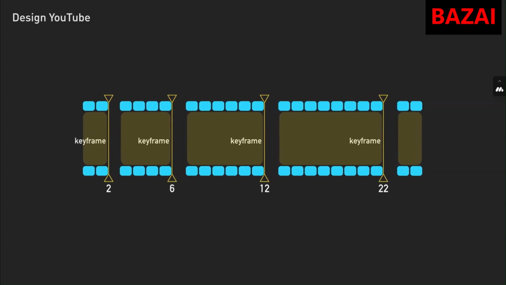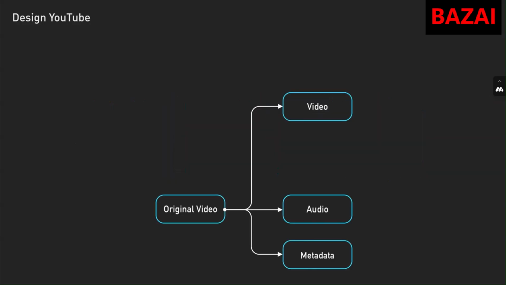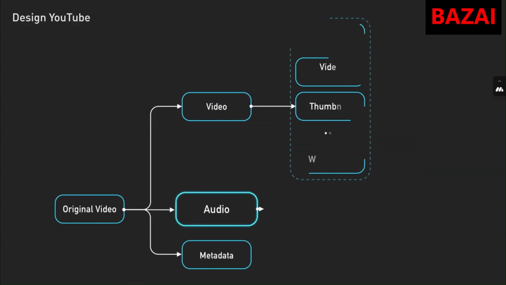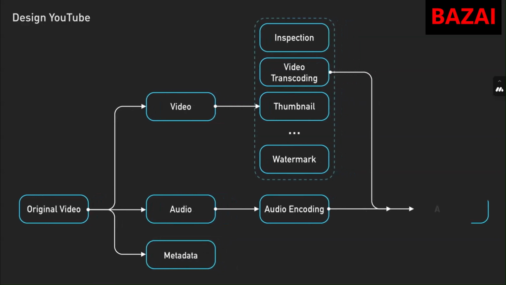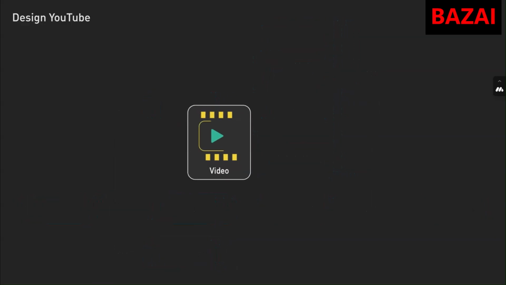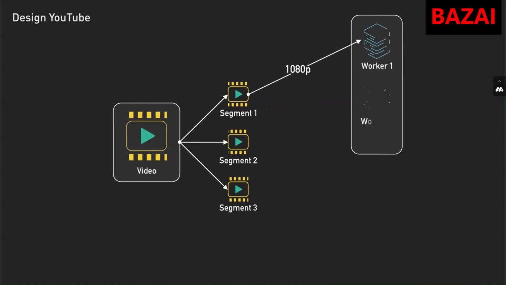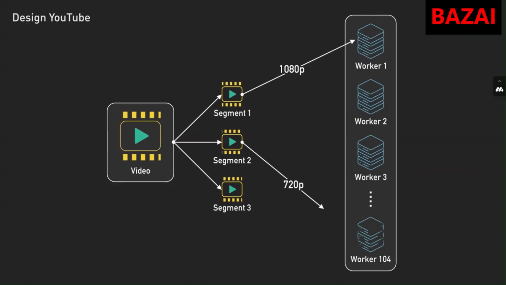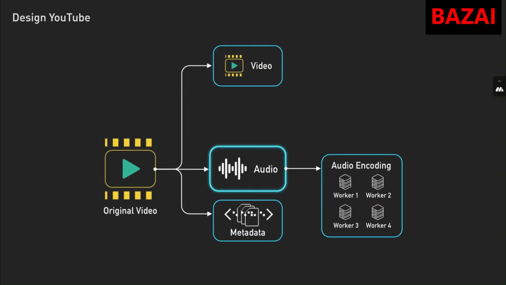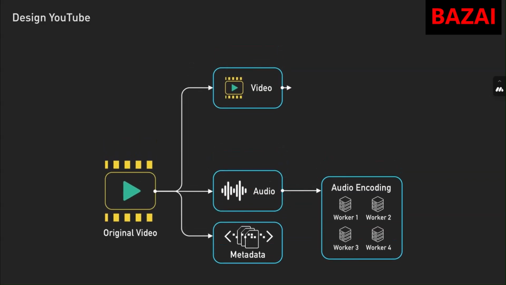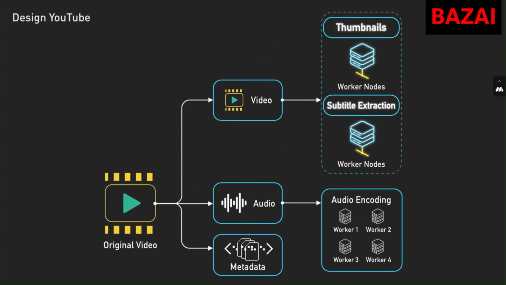Video segments fan out to hundreds of workers. While one machine transcodes segment 1 to 1080p, another handles segment 2 to 720p. Audio processing runs in parallel on different hardware. Thumbnail generation and subtitle extraction happen on their own dedicated workers. This is the power of modeling work as a DAG. One video becomes hundreds of parallel tasks across a worker farm. As each task completes, results flow to the next stage. Sequential processing would take hours. Parallel processing completes in minutes.